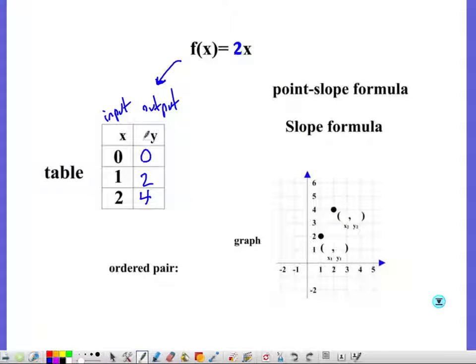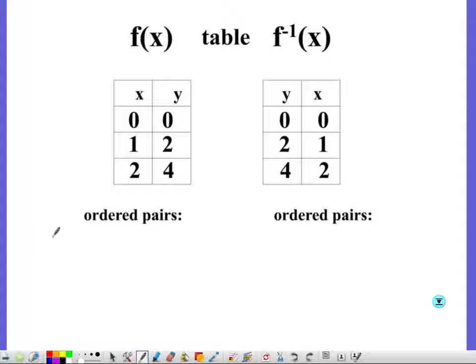Now remember, from a table we can go to ordered pairs, and basically we take the ordered pairs from the table: 2, 4. So again, I'll write it here: 0, 0, 1, 2, and 2, 4. Now how do you think I'm going to find the inverse of these ordered pairs, the opposite? Well, you're basically looking at the inverse of this table and writing out the ordered pairs.